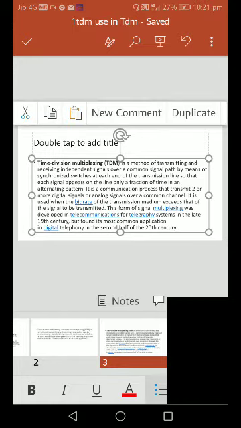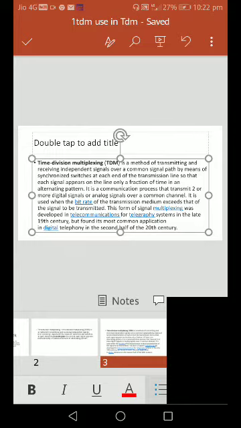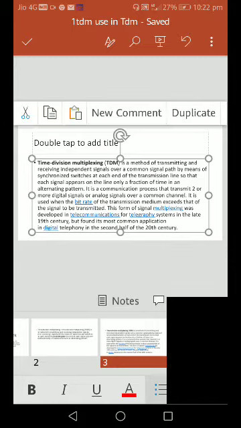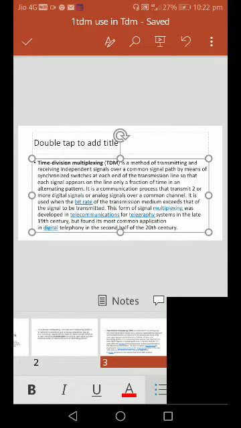It is a communication process that transmits two or more digital signals, digital signals in the form of square wave pulses of 1s and 0s, or analog signals over a common channel.